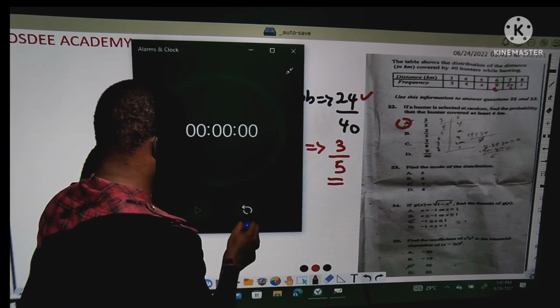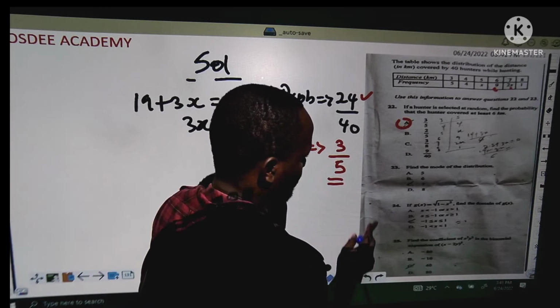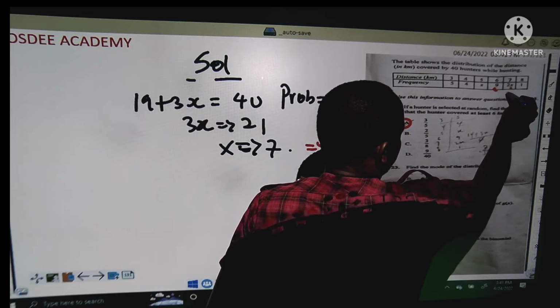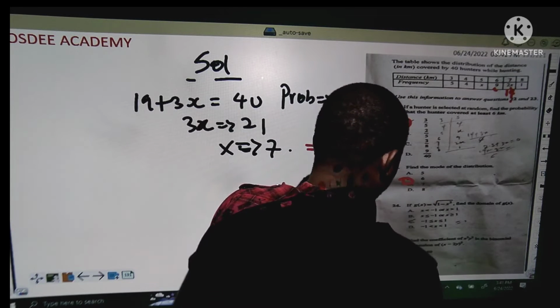The next question says, find the mode. That's the highest frequency. The highest frequency is this 14. This one that has 14, and that's 7. So 7, that one is a straightforward question.